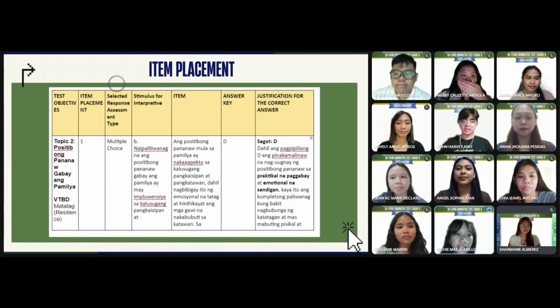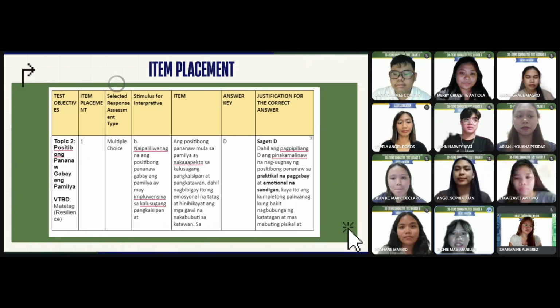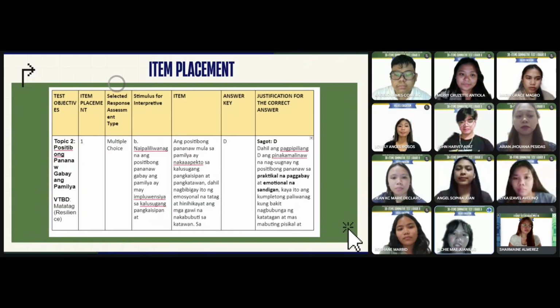Now, for the item placement. Item placement in an assessment is the process of aligning test items with learning objectives. First, we identify the learning target or values to be developed, the skill or knowledge students are expected to demonstrate. Then we select the appropriate assessment type, such as multiple choice, sentence completion, or interpretive questions, based on what best measures the target. Next, we create a stimulus, like a passage, scenario, or problem to provide context for the item.